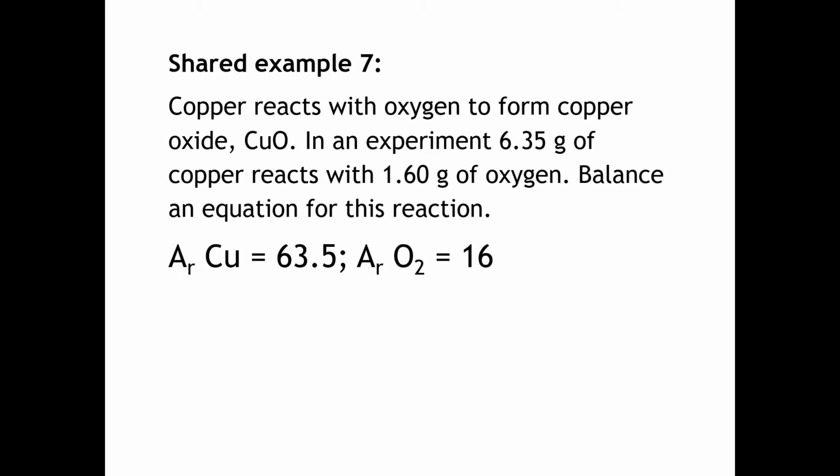Now, hopefully you've spotted that this should not be here. Apologies for that. It's simply the relative atomic mass of O, oxygen, the atom. So here we go. The Ar of Cu is 63.5. The Ar of oxygen is 16. How do we go about balancing this equation?